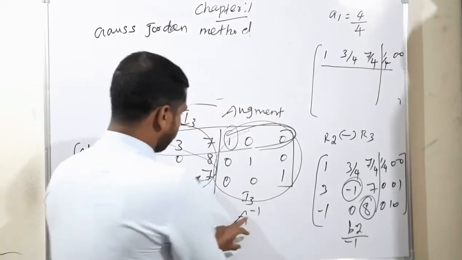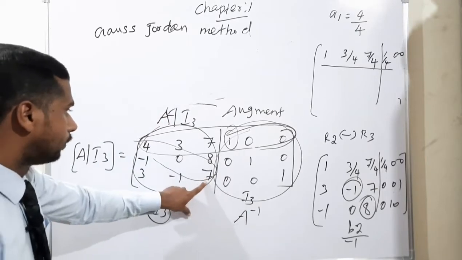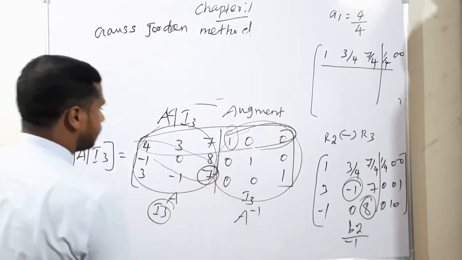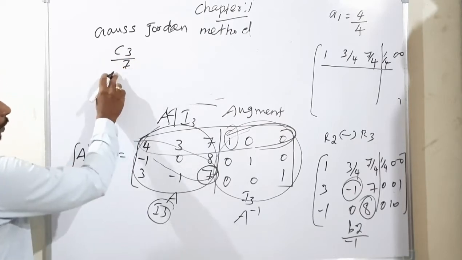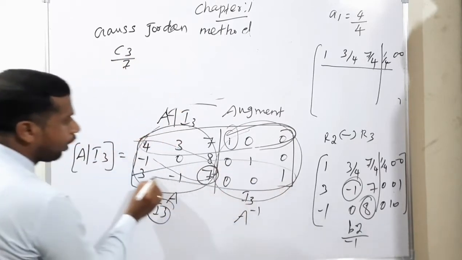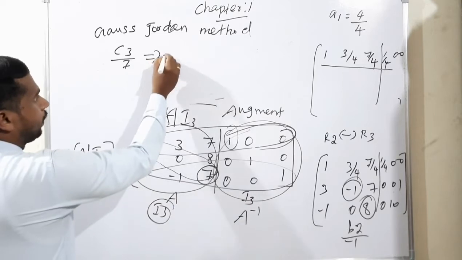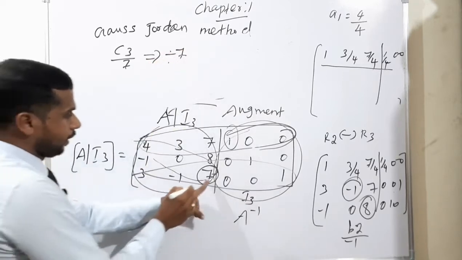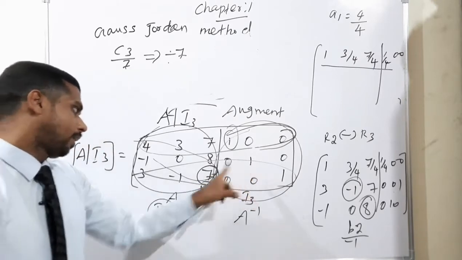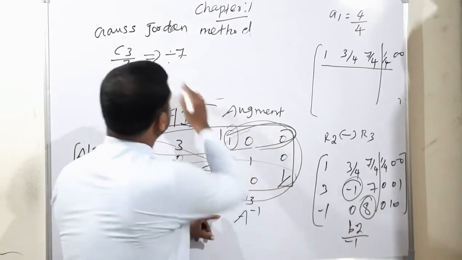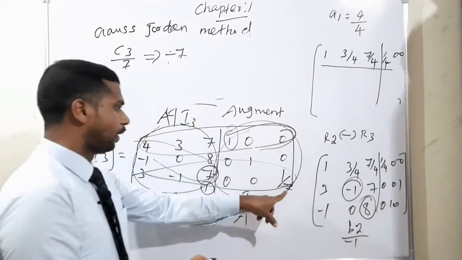So now for C3 also we have to show 1, but here we have 7. 7 means what do you have to do? C3 divided by 7. C3 divided by 7 means the entire row we have to divide by 7. Then only we will get it. Here, instead of 7, divided by 7 means we will get 1. So here, divided by 7 means here also what we have to do? 1 by 7 will come.